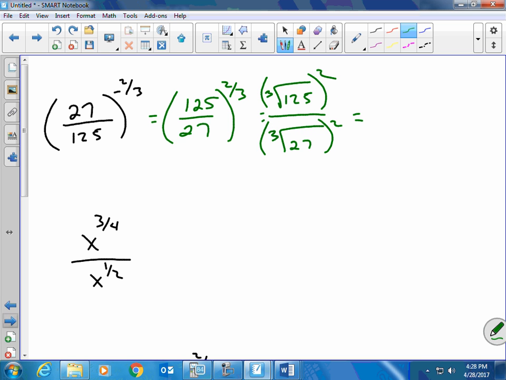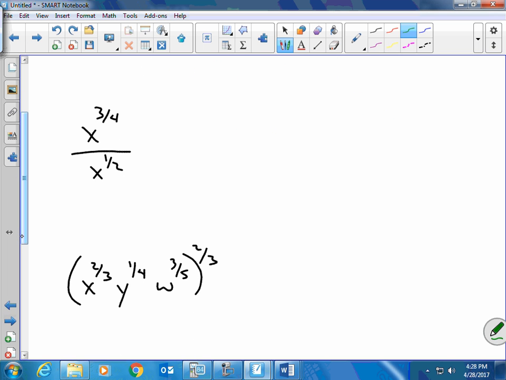Remember, 99% of the time I will do the root first because I can in my head, and I can't very easily square something that large without a calculator. So the cube root of 125 is 5, and 5 squared is 25. The cube root of 27 is 3, because 3 times 3 is 9 times 3 is 27, and 3 squared is 9. Next one.